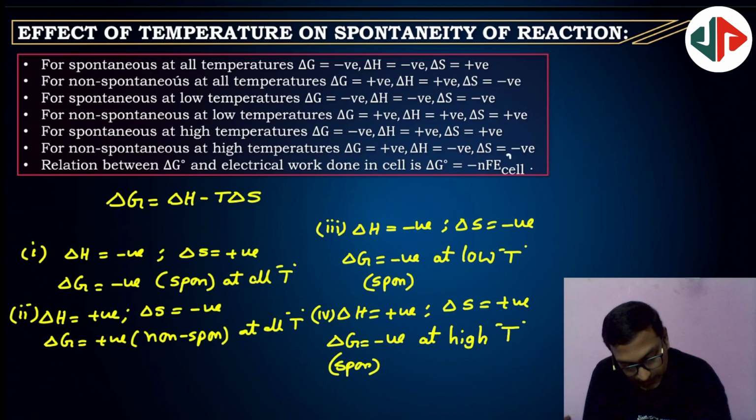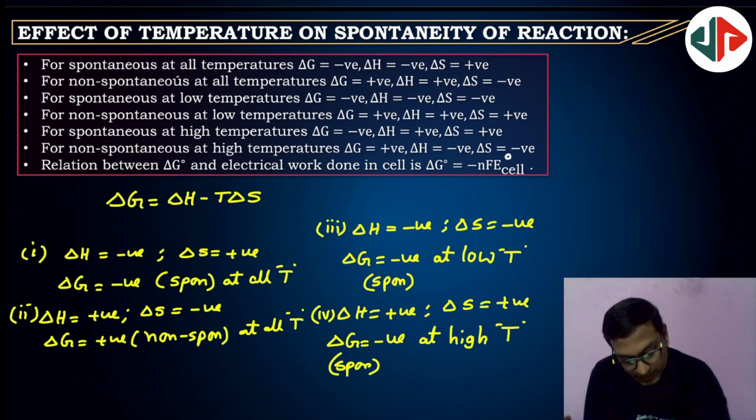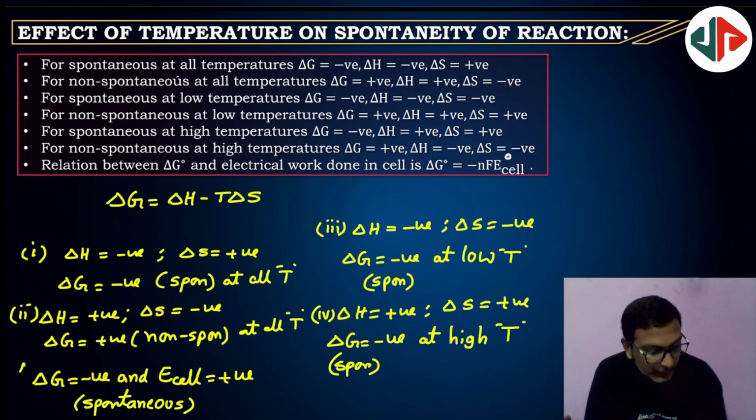Relation between delta G naught and cell potential should be E naught, standard cell potential. So for spontaneity, if delta G naught or delta G is negative and the cell potential is positive, then the reaction will be spontaneous. Very, very important: cell potential must be positive. So this is about Gibbs free energy and spontaneity and non-spontaneity of chemical reaction.